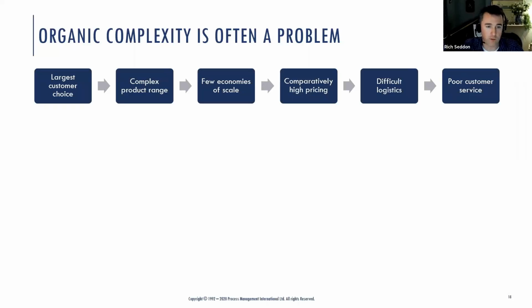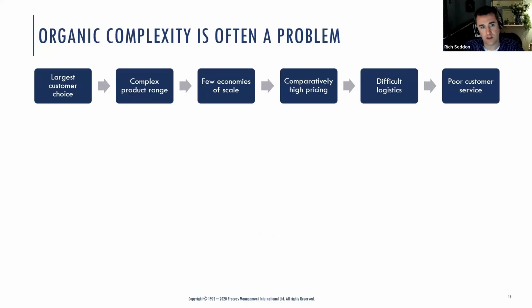Okay, you could make a rational decision: we want to be a premium, we sell for premium prices because we offer the largest customer choice and they don't need to go anywhere else. That's fine when that results in great customer service. But in this circumstance, what we saw was really challenging logistics, dealing with this complex product range, selling it at a high price because you couldn't get the economies of scale. The logistics were so complicated, there were so many opportunities for error, it resulted in poor customer service.